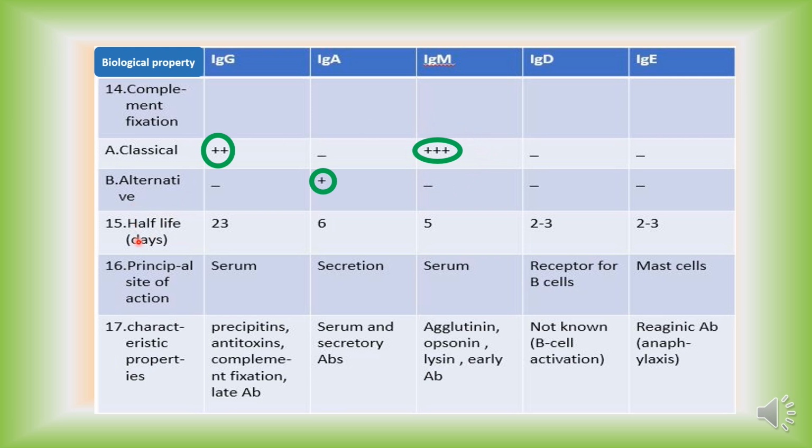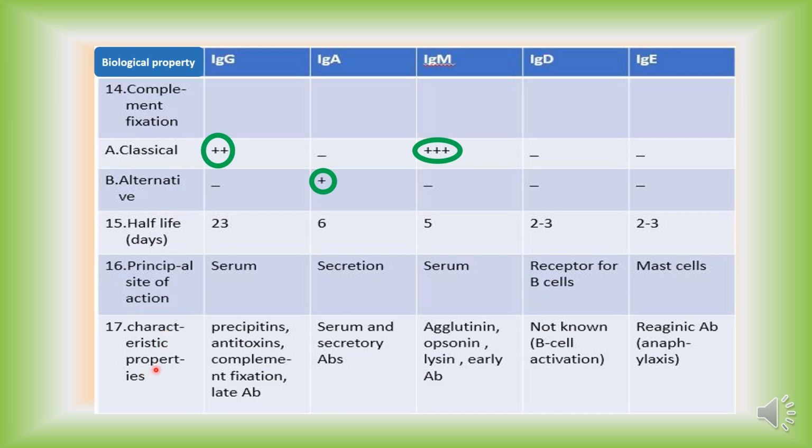The half-life of immunoglobulins is shown here, and the longest half-life is of immunoglobulin G, followed by A, M, D and E. So the principal site of action for various immunoglobulins is shown in the next point. Immunoglobulin G and M act in the serum. Immunoglobulin A acts in secretions. Immunoglobulin D is the receptor for B cells, and immunoglobulin E is found in mast cells.